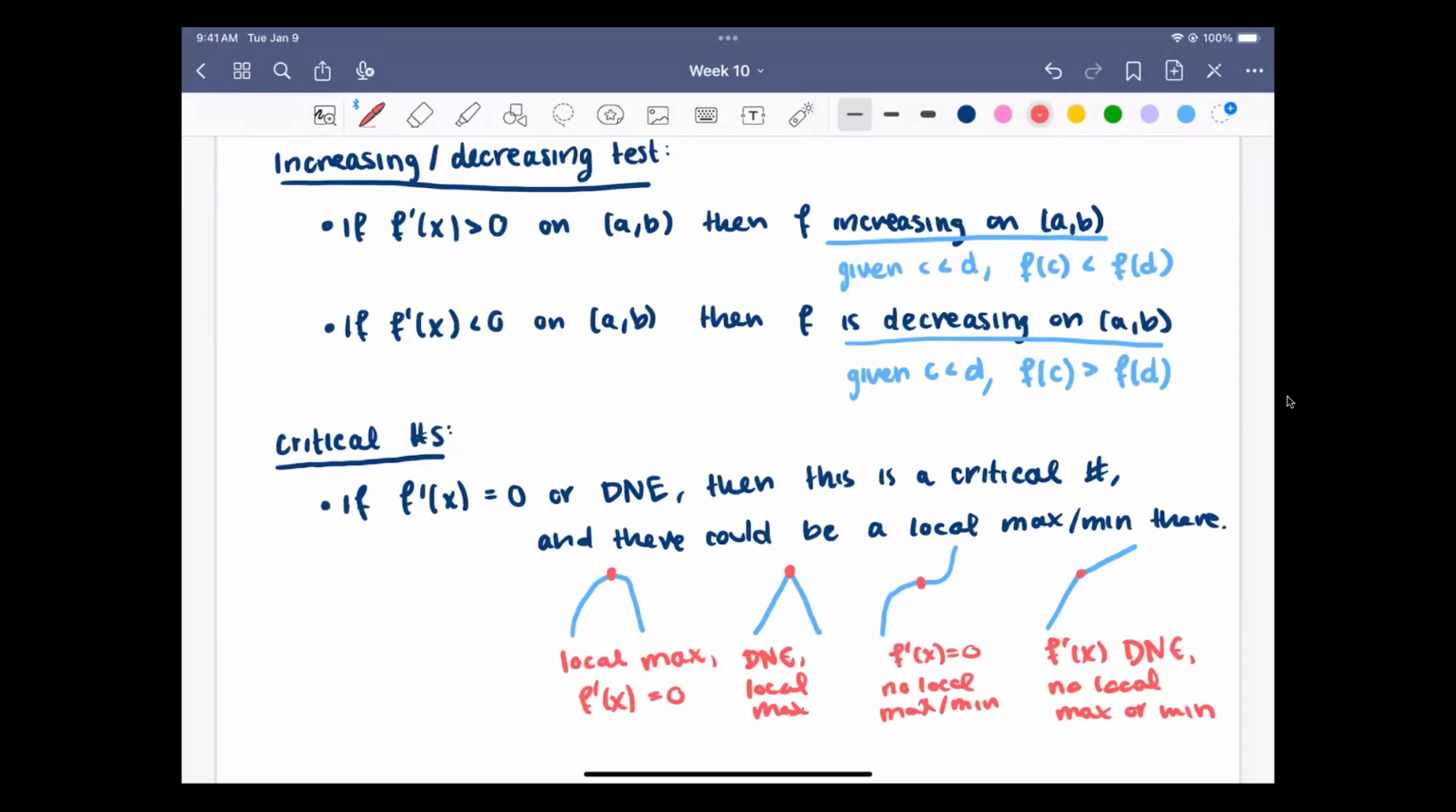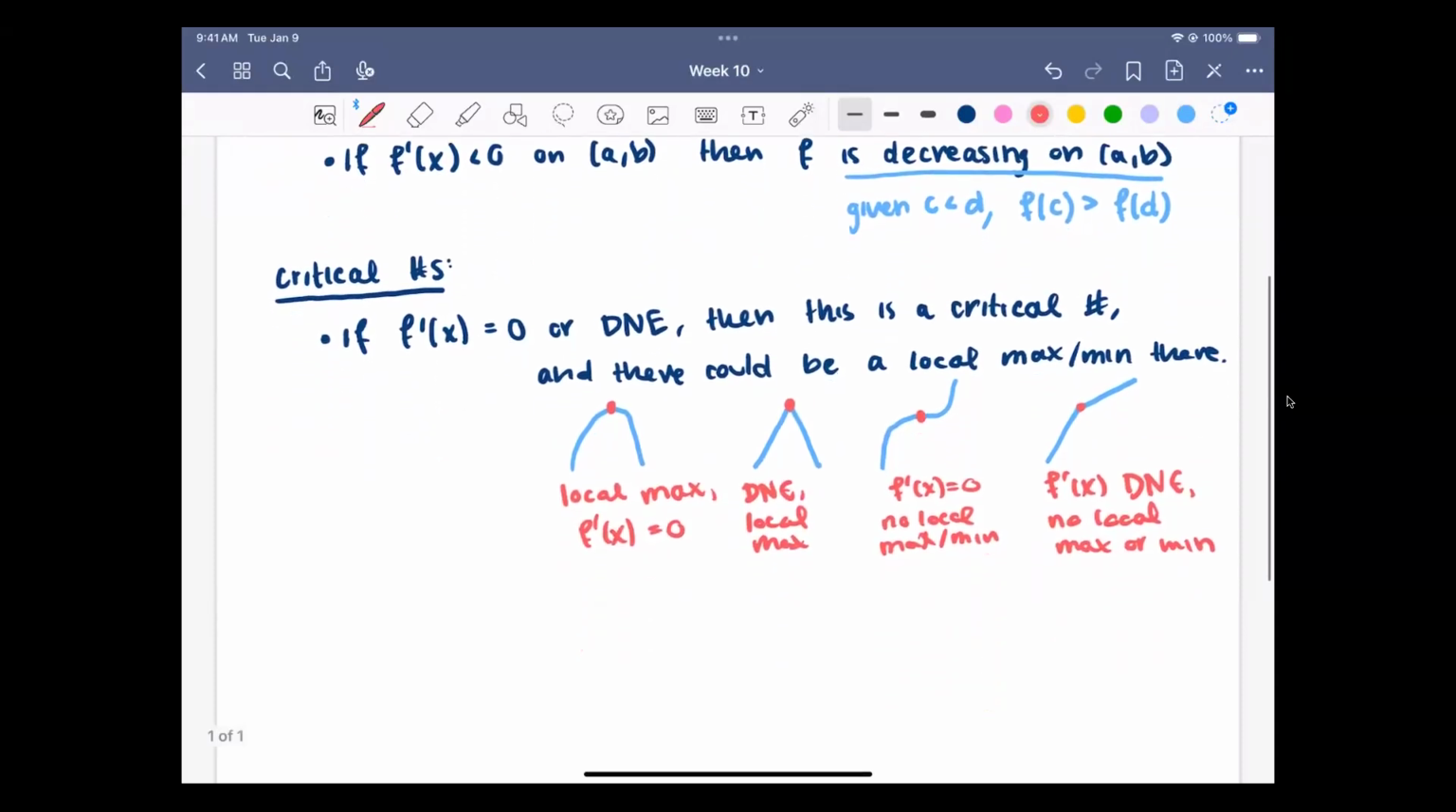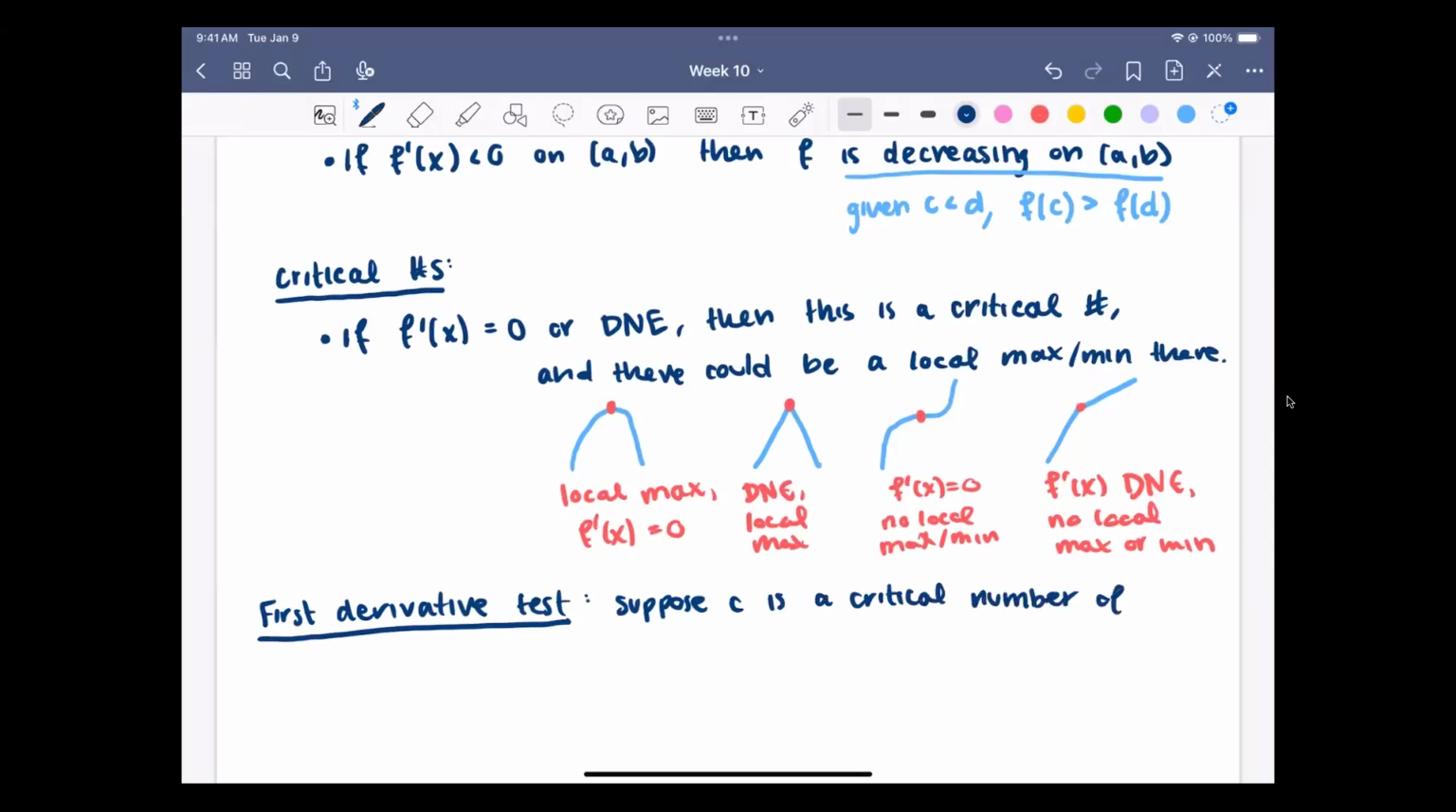Okay, so here's something new, but is maybe also pretty intuitive from what's written here. This is called the first derivative test. And it says the following. Let's suppose c is a critical number of f, where f is continuous.